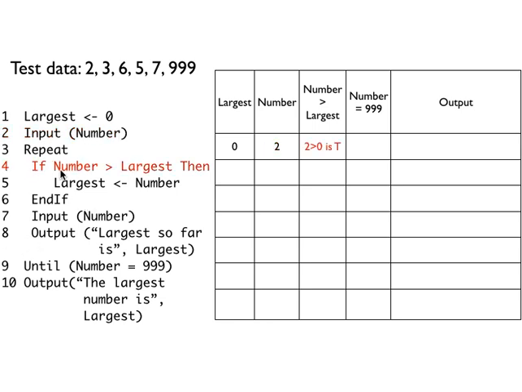Next, we are checking the logic for the if condition. So if the number is greater than the largest, so if 2 is greater than 0, and this is true, you can write true or you can write T. Go to the next one, we set the largest to the number. So if it's greater, we'll set largest to 2. Then it will end the if, and we'll go to input the next one. So we'll input the next test data, which is 3.